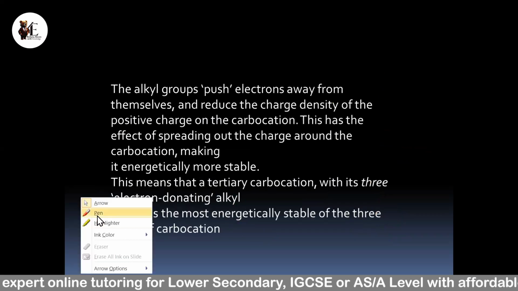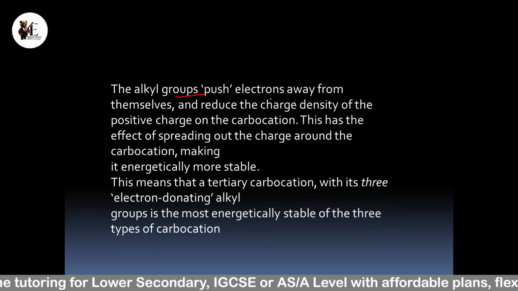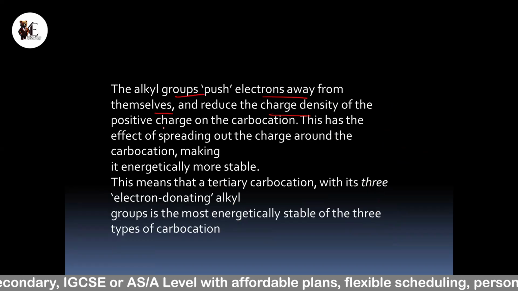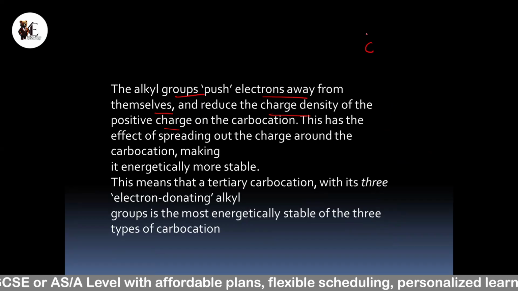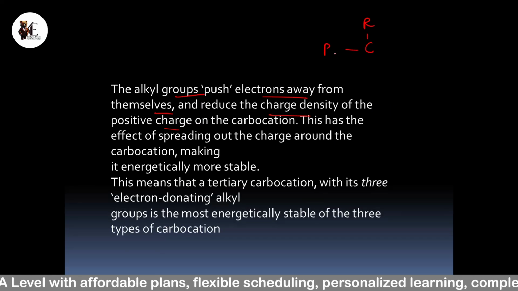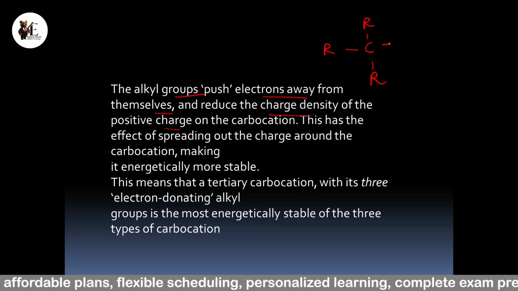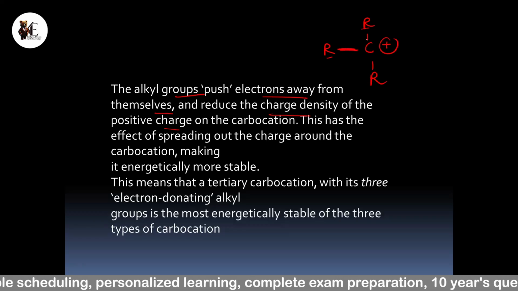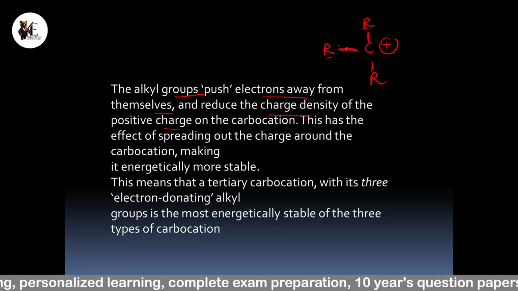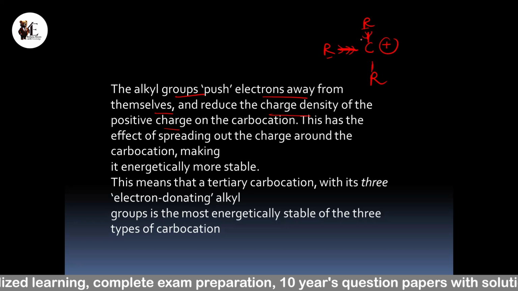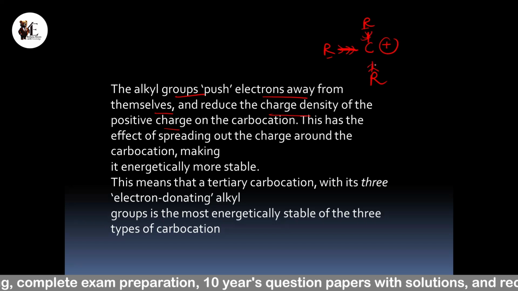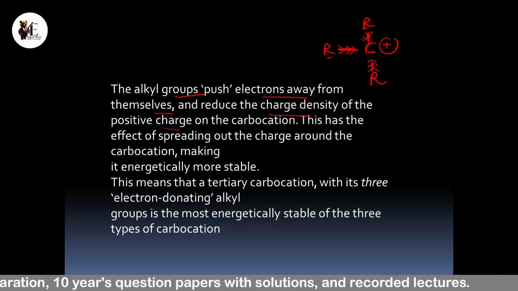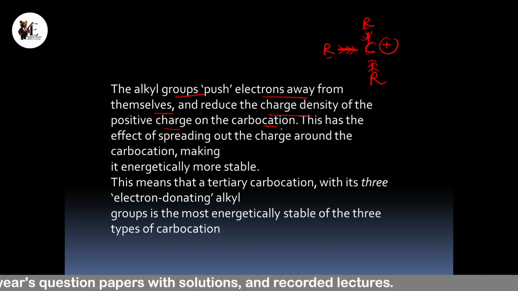Okay. So what is inductive effect? Alkyl groups push electrons away from themselves and reduce the charge density of the positive charge on the carbocation. So I'm telling you about the 3-degree carbocation. This is my 3-degree carbocation. These are my alkyl groups. In this bond we have electrons, so they are pushing the electrons away from themselves towards the carbocation. They reduce the charge density of the positive charge on the carbocation, making it more stable.